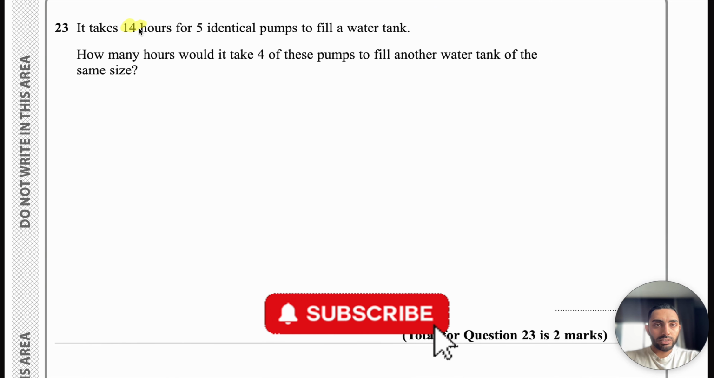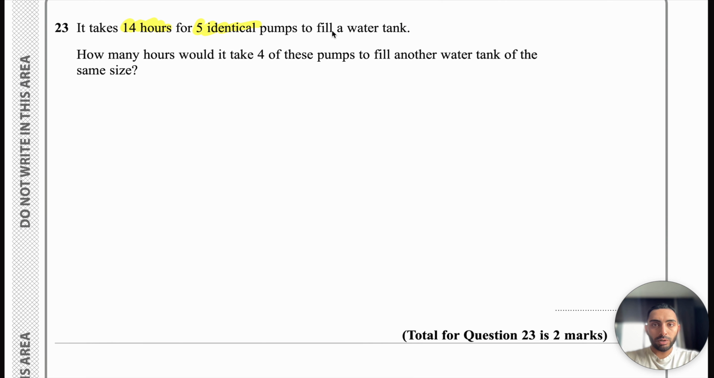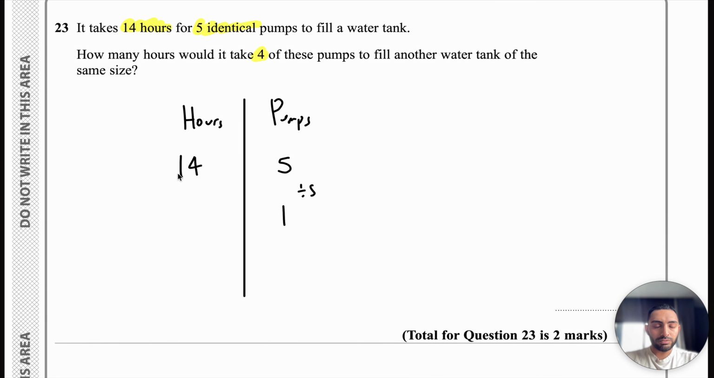Question 23. It takes 14 hours for 5 identical pumps to fill a water tank. How many hours would it take 4 of these pumps to fill another water tank of the same size? Let's just put this into a table. So I've got hours, and then on the right hand side I'm going to put pumps. If I have 5 pumps, it's going to take me 14 hours. Let's just think, if I had 1 pump, how long would it take? On the right hand side, I've divided by 5, and on the left hand side, should I multiply by 5 or should I divide by 5?